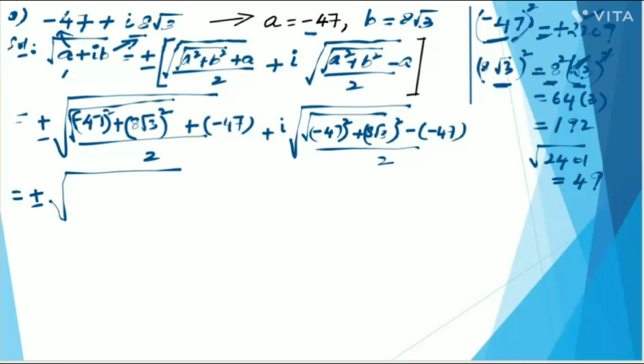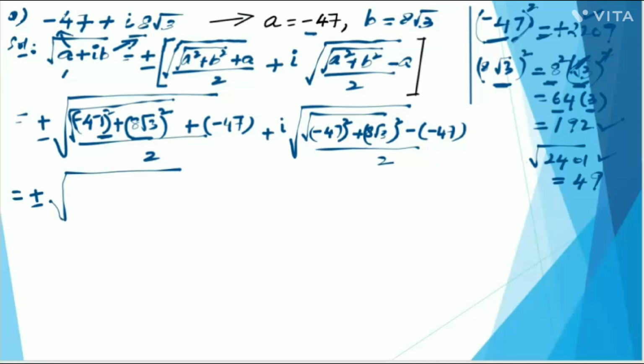8 square is 64, and I am left with 3. 64 into 3 is 192. Now we have to add this and this. When you add 2209 plus 192, you will get 2401. This will be a square root, so the square root of 2401 is 49.